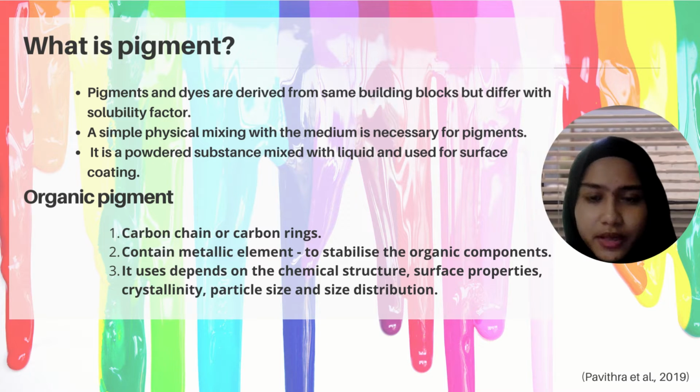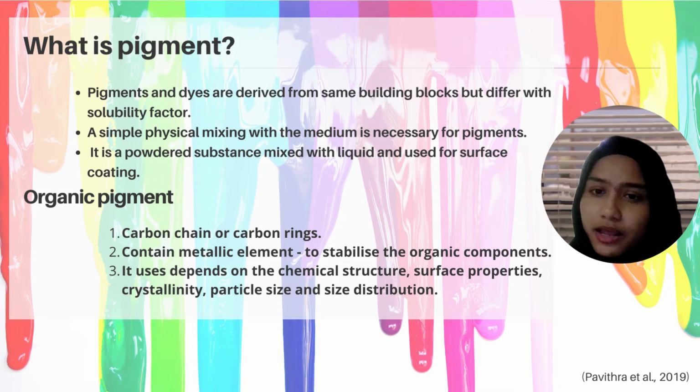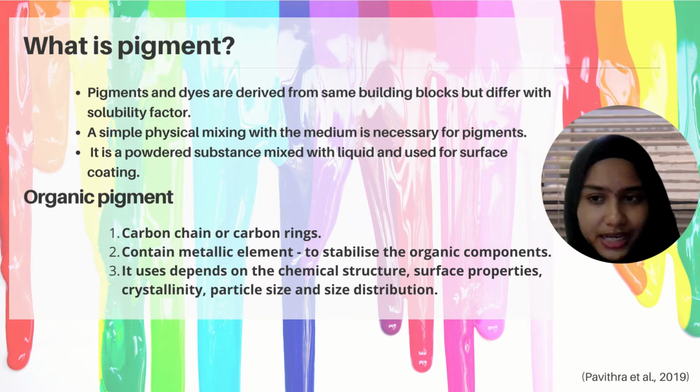So what is the pigment? Pigment and dyes are actually derived from the same building block but differ in their solubility, where dyes are more soluble in the media in which they are incorporated while pigments are not. A basic physical pigment requires mixing with the medium. It is actually a liquid-based powdered substance employed for coating surfaces. Typically, both of them are insoluble in both organic and inorganic material substances. However, due to their high permanency and high pigment content, they can alter the appearance of a product or a substance by selective absorption or by scattering of the light.